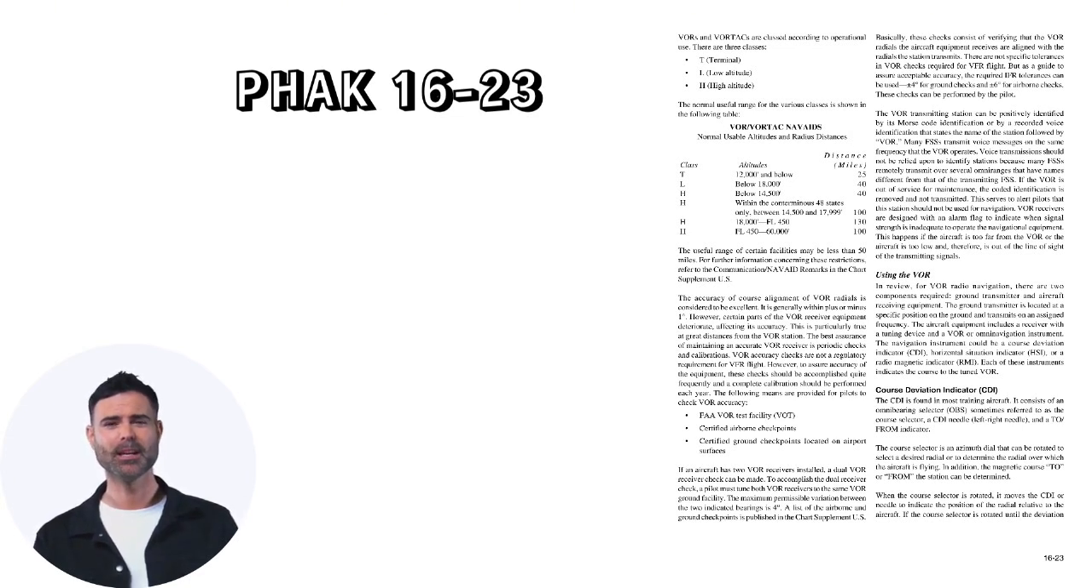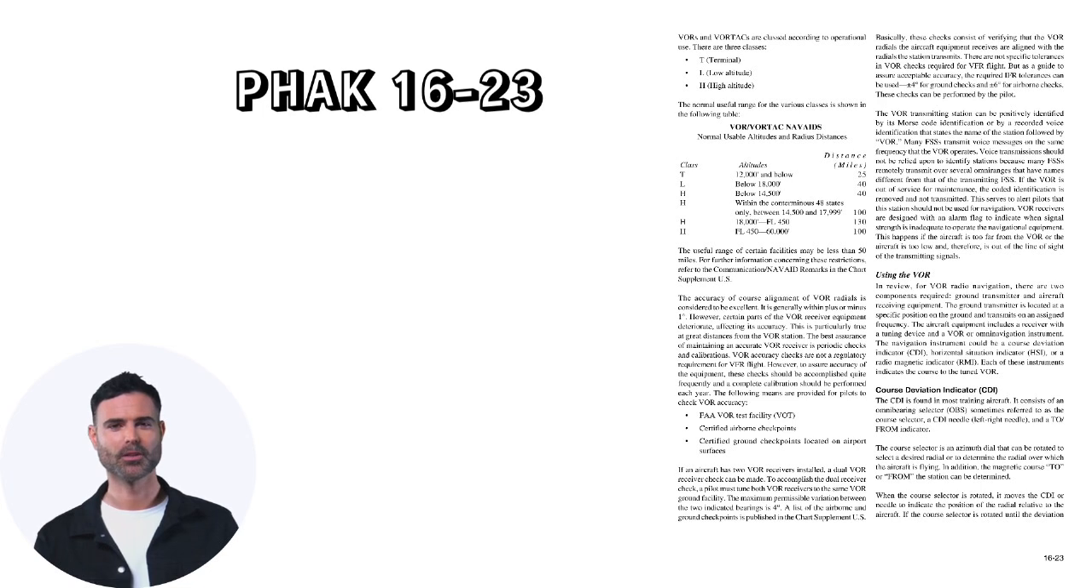Course deviation indicator, CDI. The CDI is found in most training aircraft. It consists of an omni-bearing selector (OBS), sometimes referred to as the course selector, a CDI needle (left-right needle), and a TO/FROM indicator. The course selector is an azimuth dial that can be rotated to select a desired radial, or to determine the radial over which the aircraft is flying. In addition, the magnetic course to or from the station can be determined.